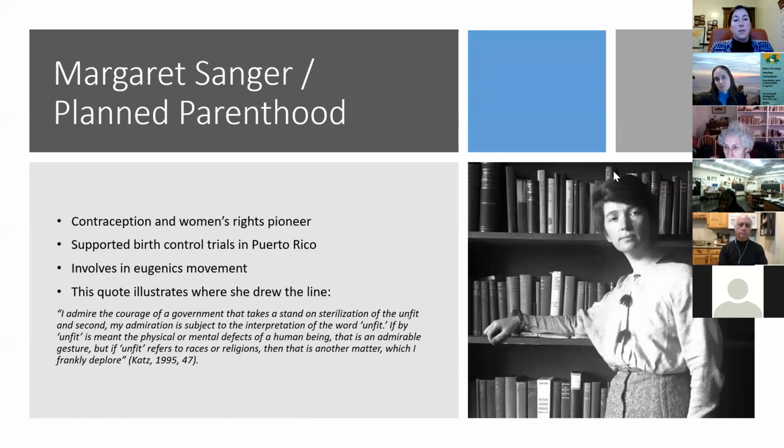Then there's Margaret Sanger, the founder of Planned Parenthood. She's a contraception and women's rights pioneer, but she was also a big supporter of the birth control trials in Puerto Rico that I described earlier. And she was also involved in the eugenics movement. And she had an interesting perspective within that. With deciding who is unfit and fit, she had her own perspective of how that should be defined. I included the quote here.